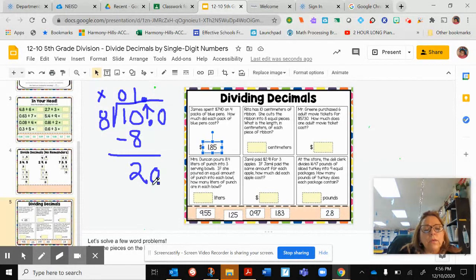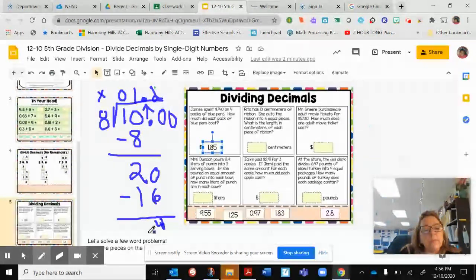So 8 can go into 20 how many times? 2. That's 16. That was my tenths. So I'm going to have 4 left over. I'm going to add another 0 because this is my 4 tenths that I can break into hundredths.